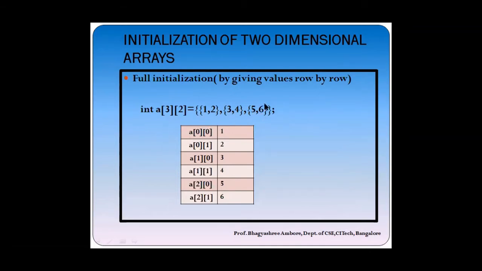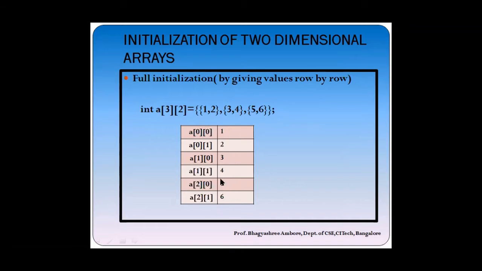So even though you assign in a row by row way, the values will be assigned in memory like this. A of 0, 0 gets 1, 0, 1 gets 2, A of 1, 0 gets 3, A of 1, 1 gets 4, A of 2, 0 gets 5, A of 2, 1 gets 6. That is, this is the first row, this is the second row, and this is the third row.